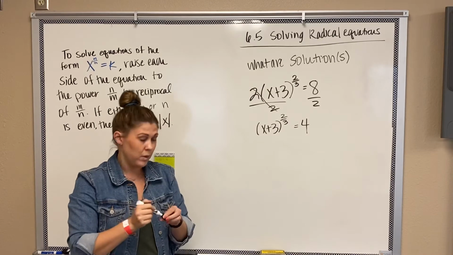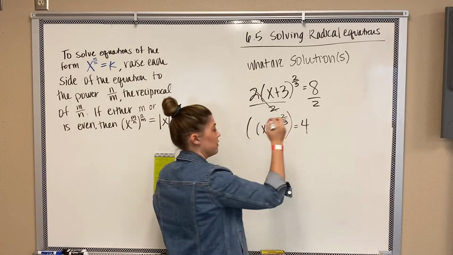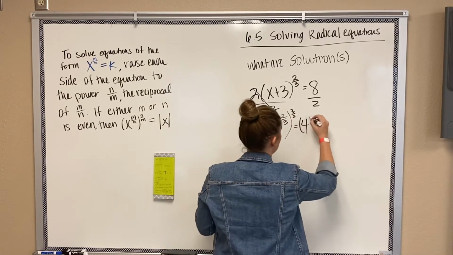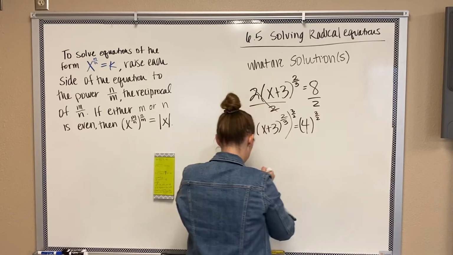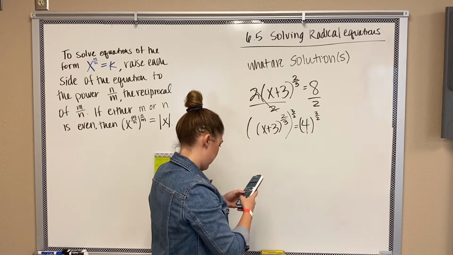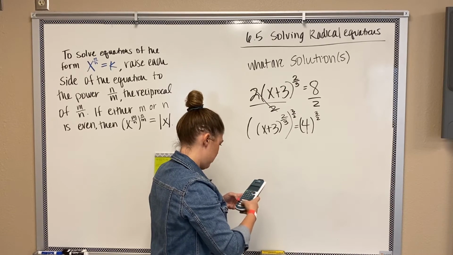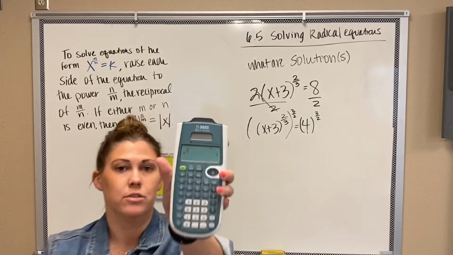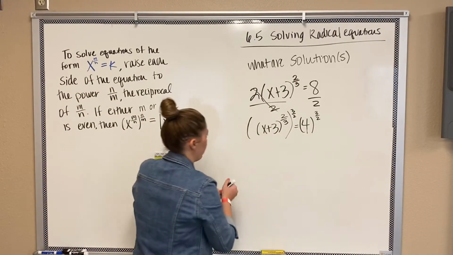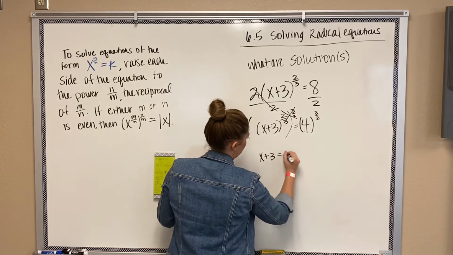Okay, so now we want to undo this. The reciprocal of 2 over 3 is 3 over 2, so we're going to raise this to the 3 over 2 power. 4 raised to the 3 over 2 power is 8. So we bring down our x plus 3 is equal to 8.